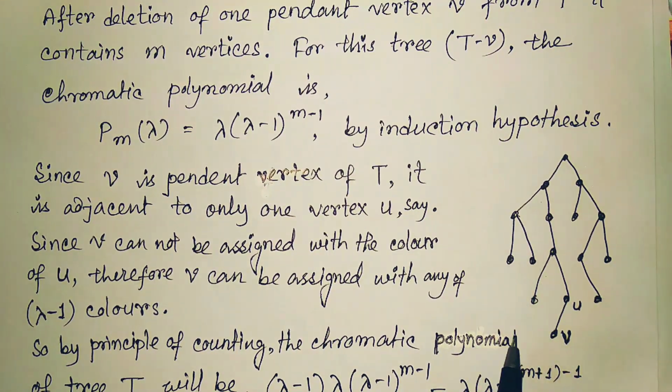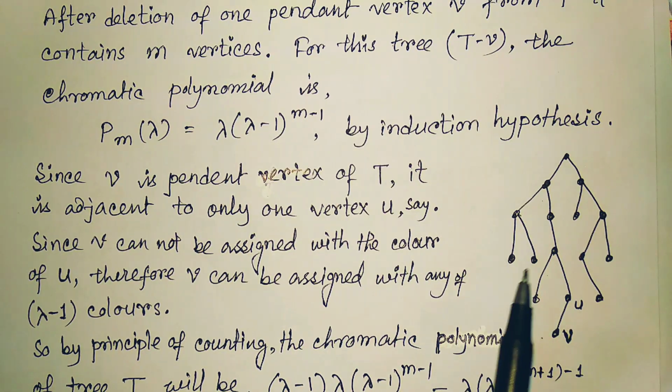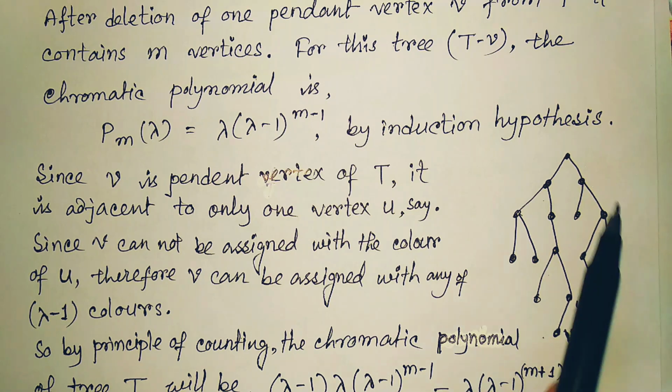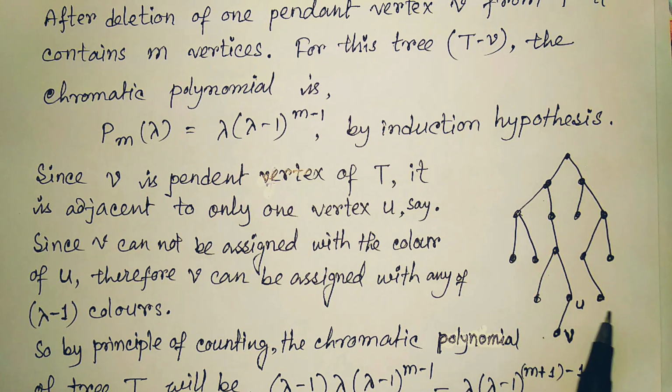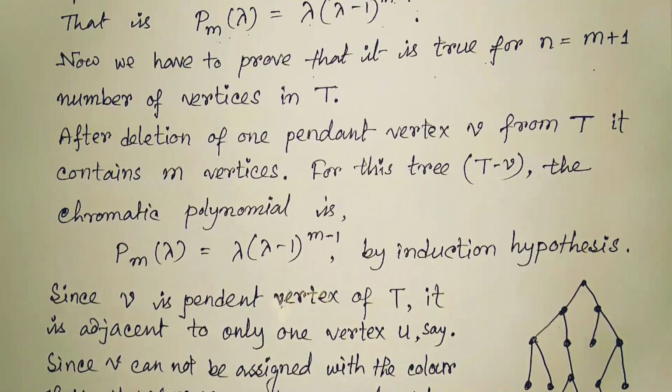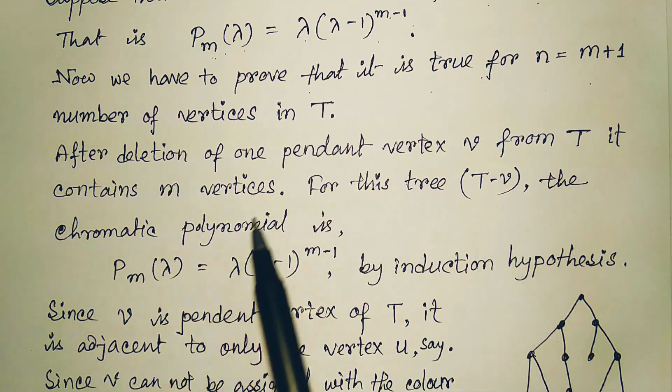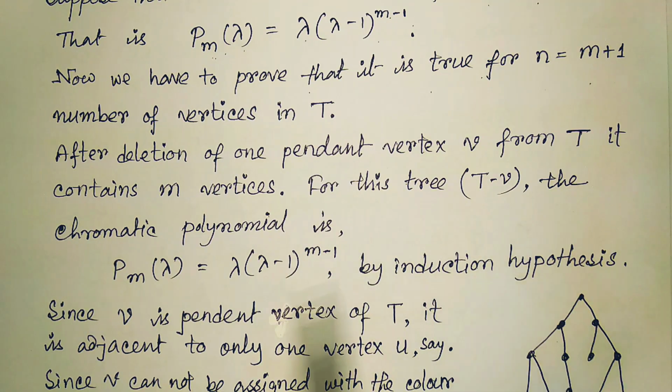If we give an example here, or just a pictorial notation, then this one is a tree. Suppose it has m plus 1 total vertices, and these are the two vertices we consider. One is u and one is v. Now we delete this vertex v. Then the remaining tree has a total of m vertices, and after removal of this vertex, this edge is also removed. So after deletion of one pendant vertex v from T, it contains m vertices, and for this tree T minus v, the chromatic polynomial is lambda into lambda minus 1 to the power m minus 1. This is by the induction hypothesis.